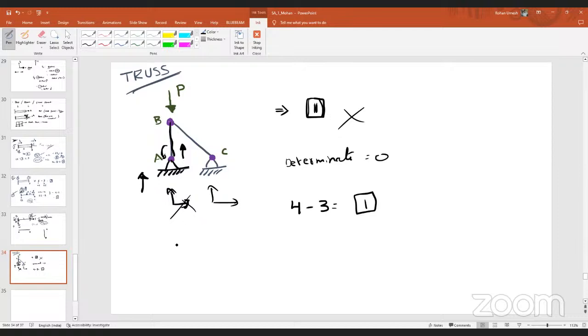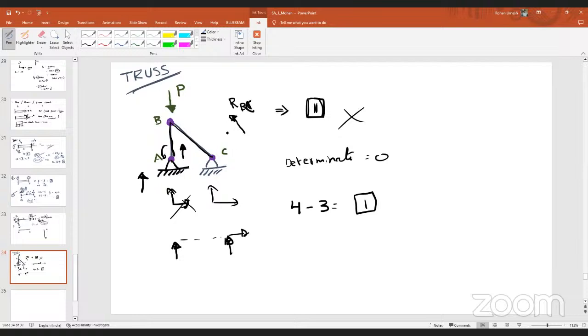So in this case, at support A, I will consider only one force, that is in the upward direction. At C, I can consider both. Why? Because here the member is in the inclined direction, isn't it? If I draw the line of action, it may be somewhere like this. This is the reaction force in the member BC.